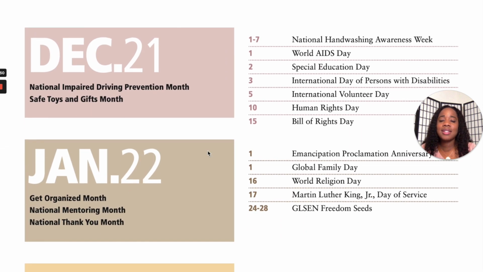Now we're going to go to December. We have National Hand Washing Awareness Week. I didn't even know they had a week like that. So what you find out when you download this calendar. But you can do that. You have International Day of Persons with Disabilities. So once again, you might want to touch on diversity, being safe and treating people with kindness, because it says Safe Toys and Gifts Month. So you can highlight that too.